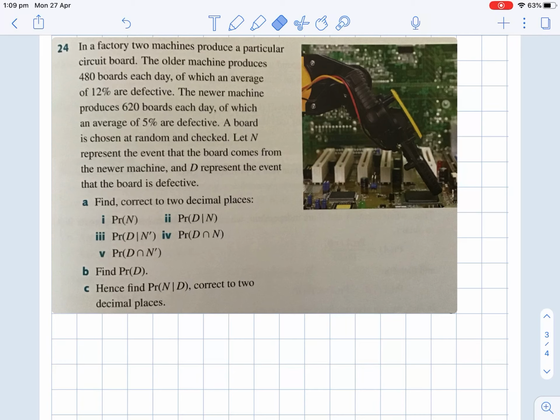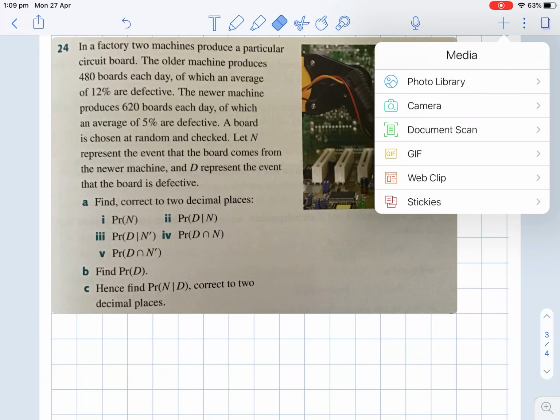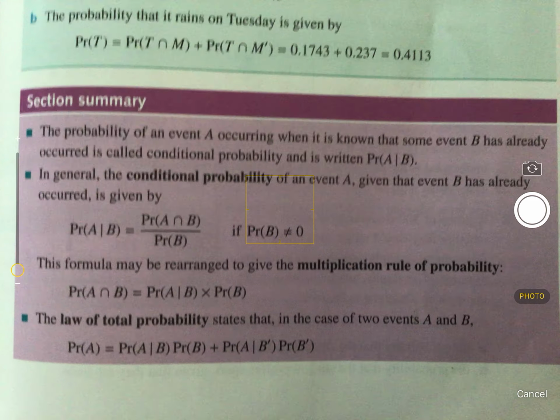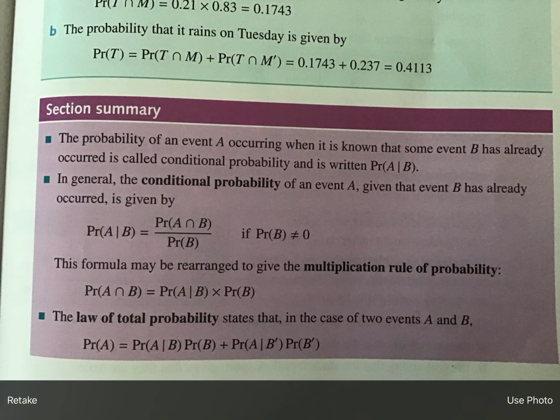Let N represent the event that the board comes from the newer machine, and D represent the event that the board is defective. Find the probabilities correct to two decimal places. We've got the probability of N, the probability of it being defective given that it's from machine N, the probability of D and N, D and not N, and this list of probabilities. If you look at the notation used and compare it to your textbook, you'll find it's referring to a lot of the information in this table right here.